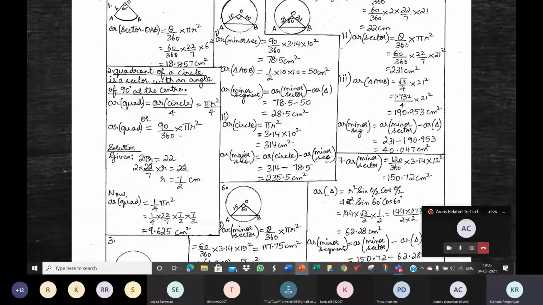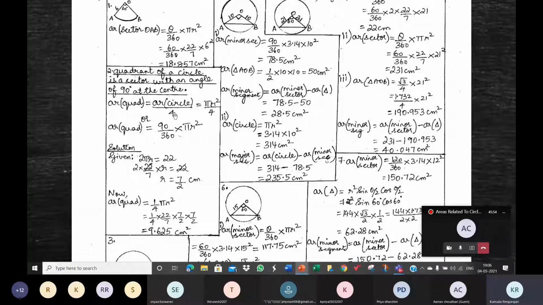Or if you look at it as a sector whose sector angle is 90 degrees, then you will say theta by 360 into pi r square to find the area. 90 by 360 into pi r square. So again, it is 1 by 4 pi r square. So you can use any of it. Both work to the same thing.